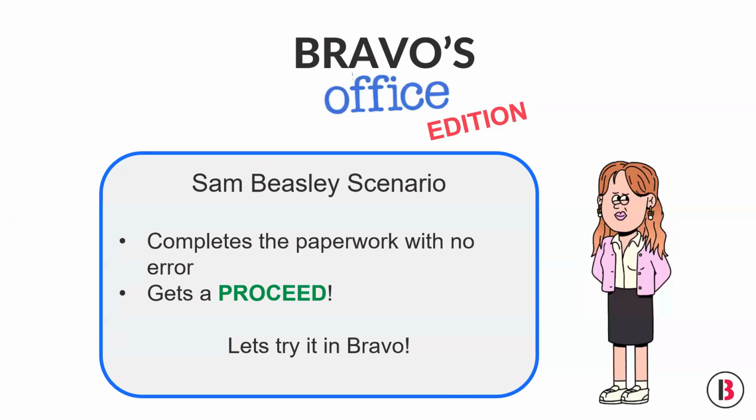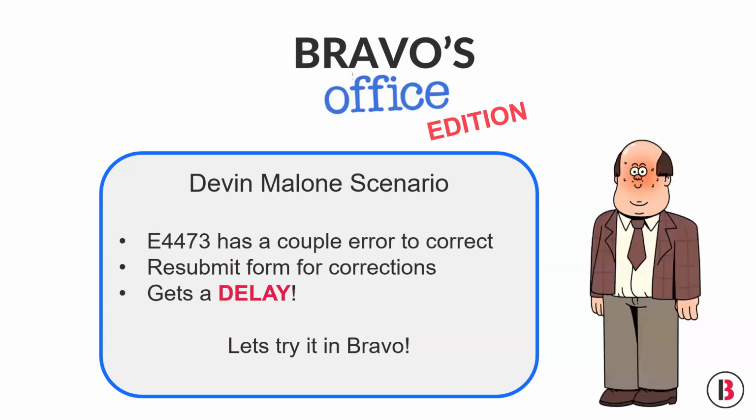Okay, so now we are heading into our next scenario, and this is going to be for Devin Malone. So Devin, he makes a handful of mistakes here and there. So we're going to have some issues to correct on Devin's form. So ultimately, we're going to have to resubmit it back to the customer for correction. And when we process it through the background check, we will get a delay.